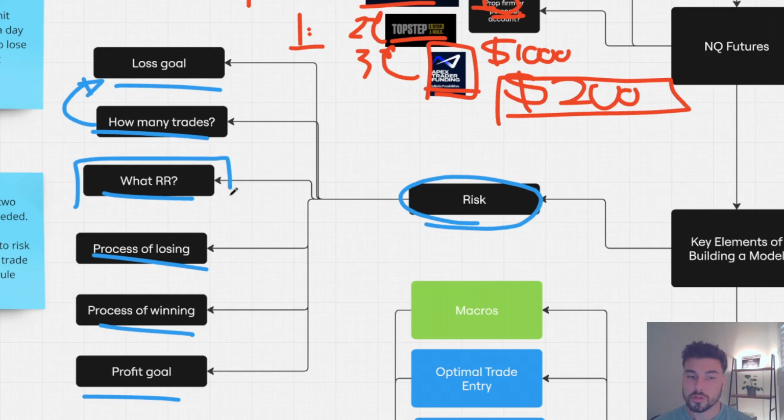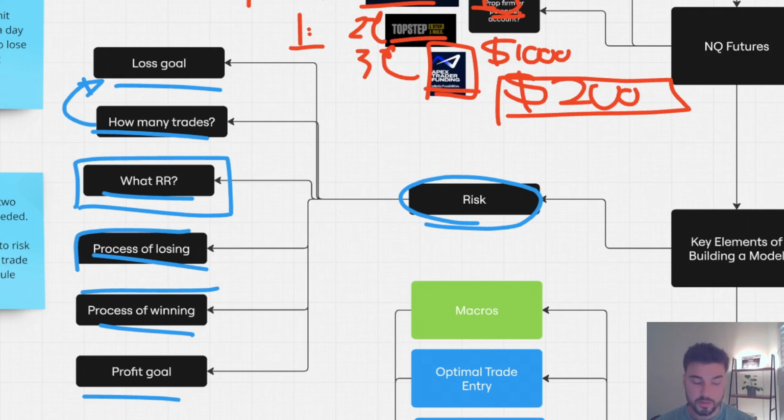What risk to reward do you want to aim for? A 1-to-1, 1-to-2? I would personally play around with this. Start with a smaller risk to reward, and if you want to go for more, let that happen as time goes on. Then you need to have a process of losing and a process of winning. And you might be like, well, what is that process of losing? What is the process of winning?